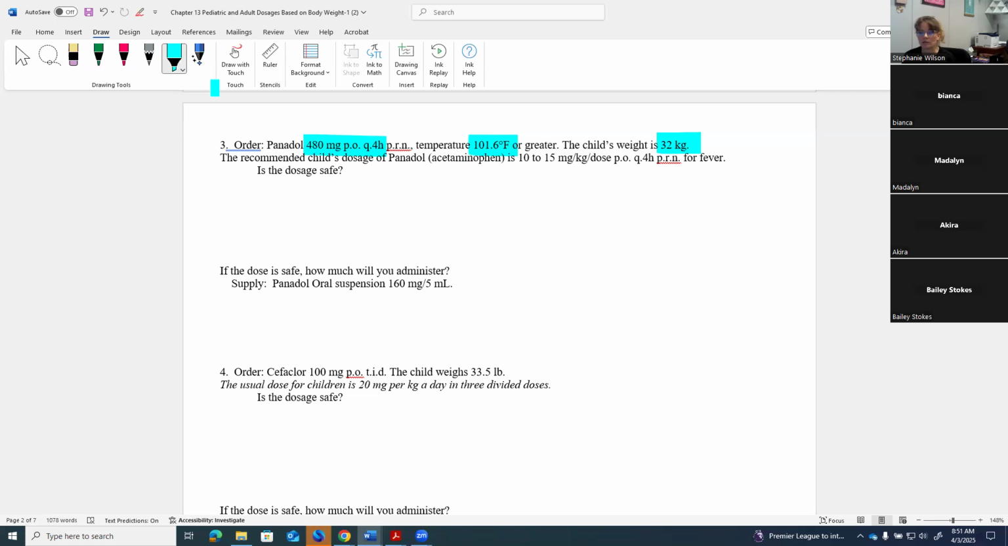So the child's weight's already calculated for you. We have a recommendation for child dosage. We have a minimum of 10 to a maximum of 15 milligrams per dose by mouth every 4 hours as needed for fever. So we're going to have 2 columns. So we're going to have a minimum and we're going to have a maximum.